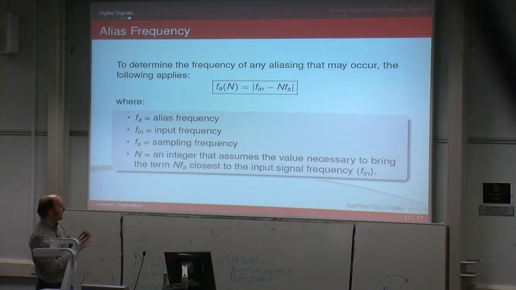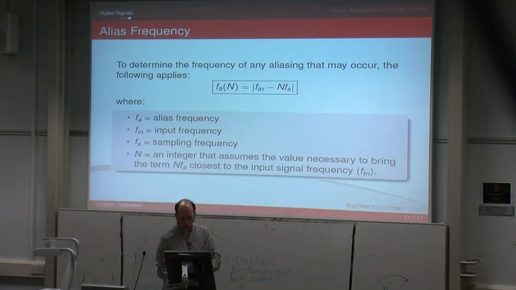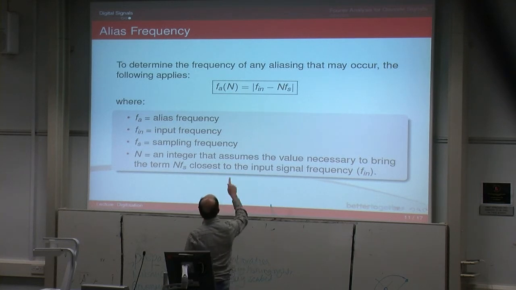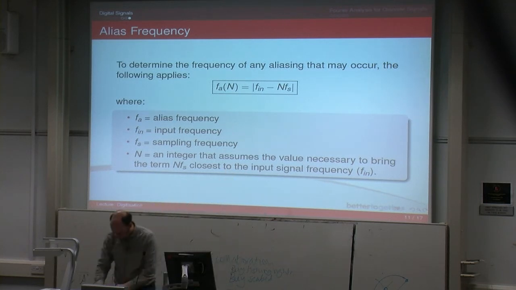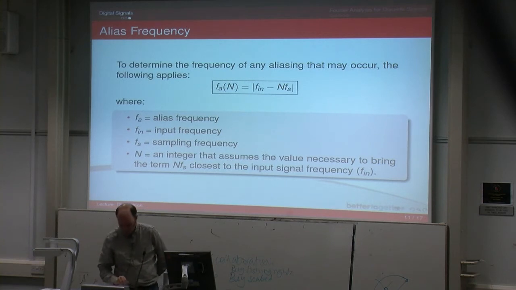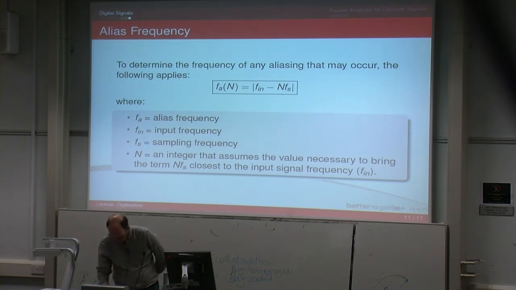So if you've got Fin being, say, 150 hertz, and your sampling rate is 75 hertz, then n in that case would be 2, because 2 times 75 gives you 150. So the absolute value would actually be 0. Obviously if you had 76 hertz or whatever, n would still be 2.